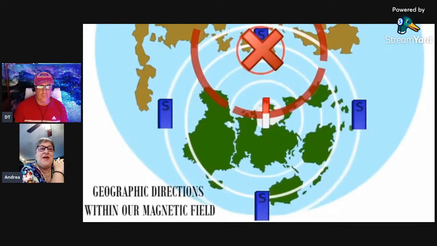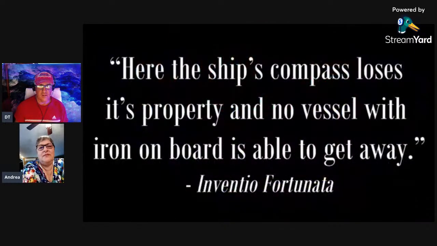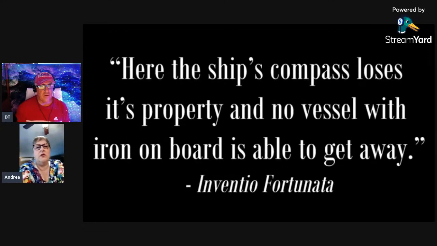Then the compass would most likely fail altogether due to the iron core. As the mysterious text, the Inventio Fortunata states, here the ship's compass loses its property, and no vessel with iron on board is able to get away. Yeah, that was the other point that I was going to make, is that even if you do go on a ship, it can't have any iron in the ship because it stops you from going. And also planes that would have any iron, right? Yeah. And certain metals that are magnetic, you'd never be able to pull away from it. Right. So that's a problem.